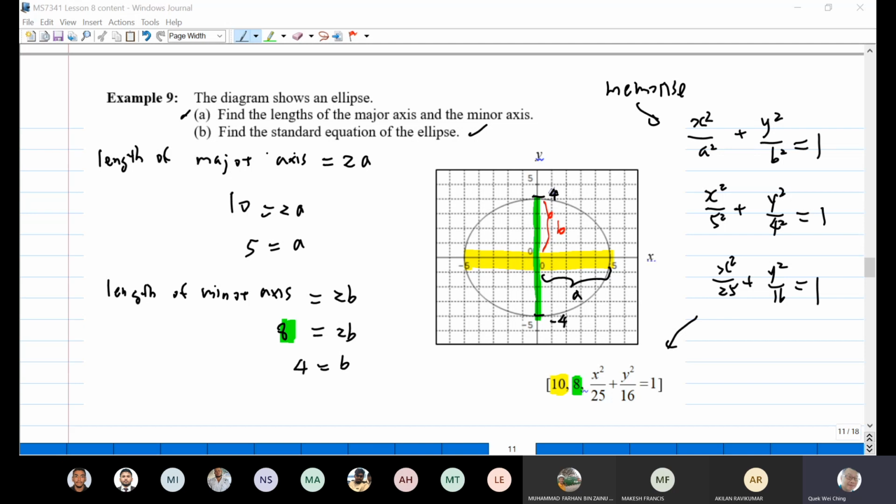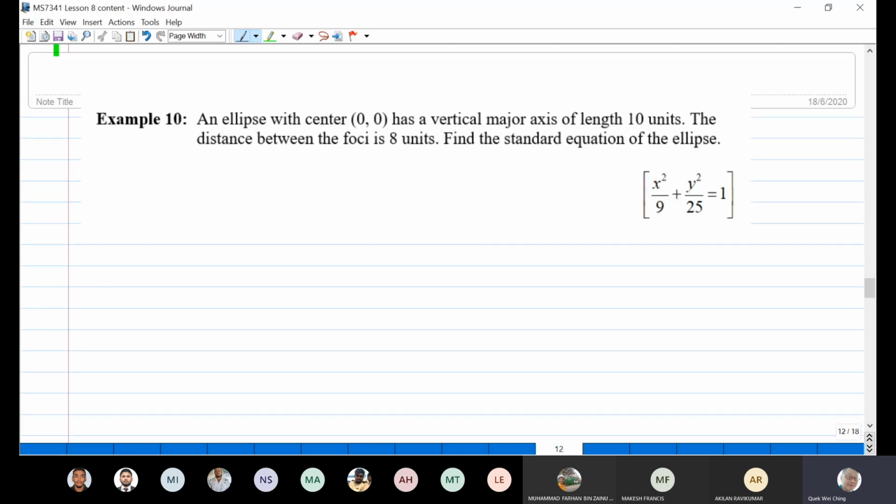Okay, next one, example 10. An ellipse with center 0, 0, a vertical major axis of 10 units. The distance between the foci is 8 units. Find the equation of our ellipse here. So let's look at the information. Center is 0, 0, we know. Vertical major axis, 10.